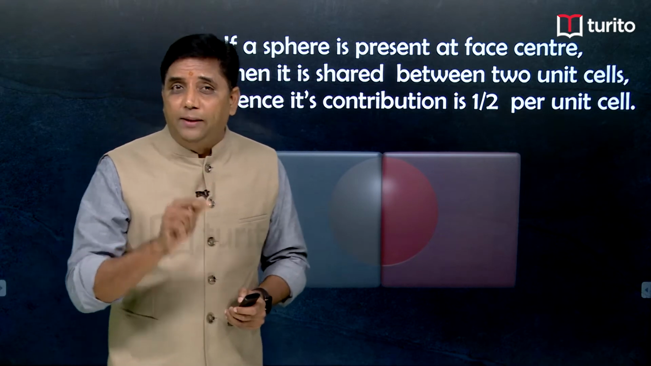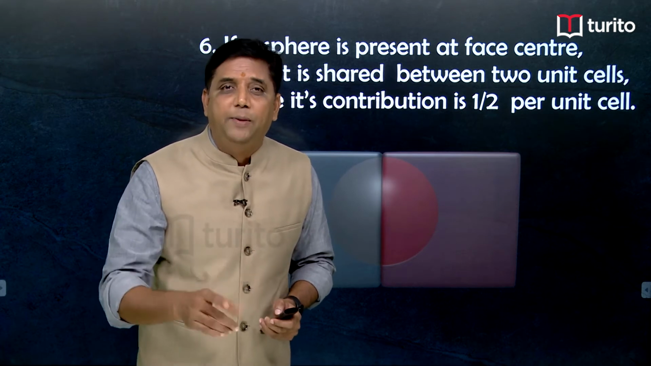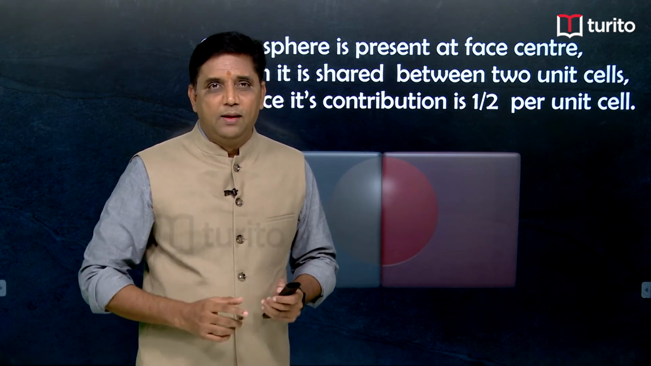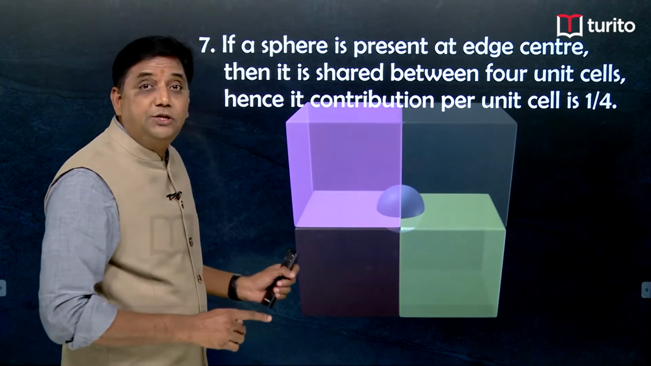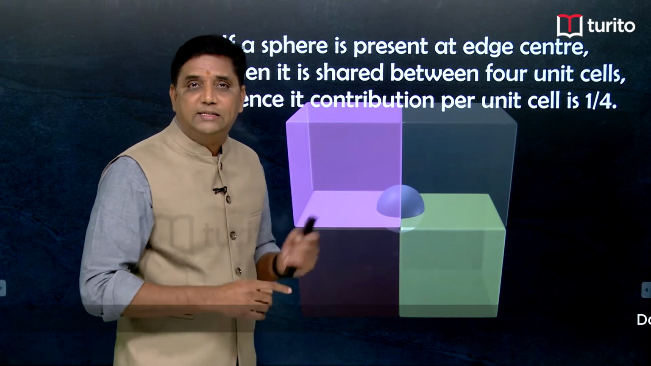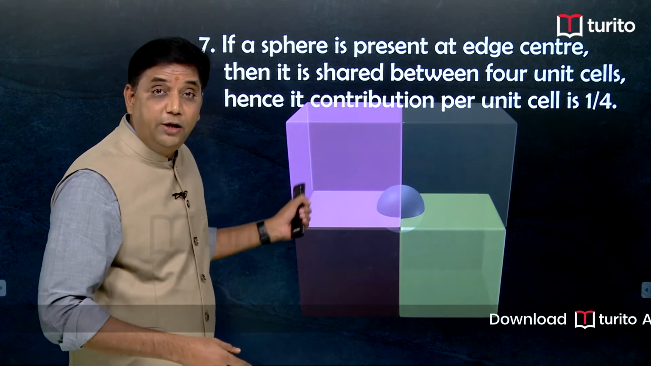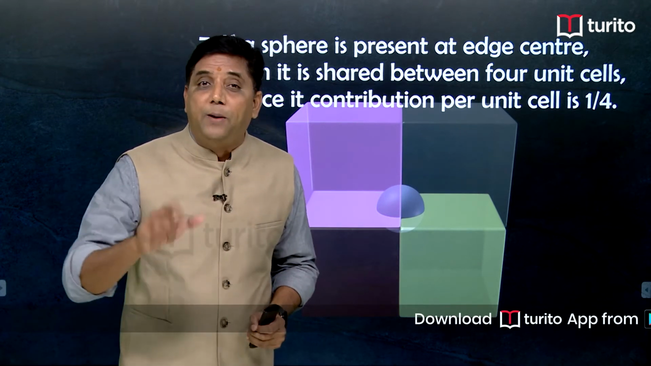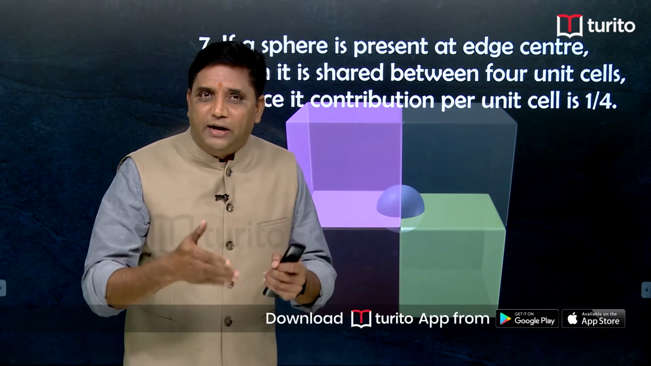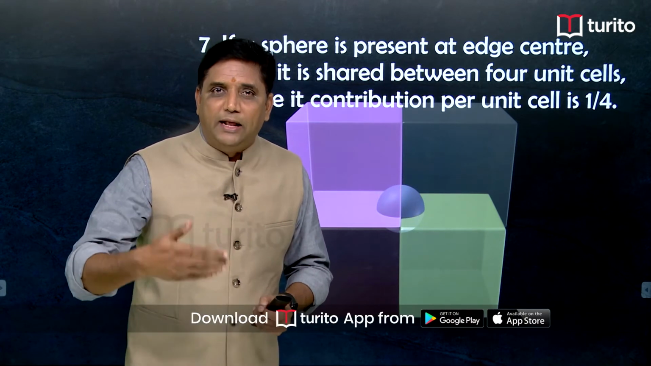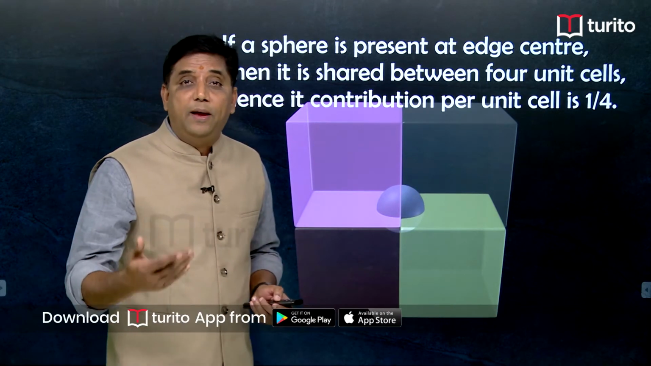Remember students, if the sphere is present at the face center, its contribution per unit cell would be 1 by 2. Suppose the sphere is present at the edge center, then that sphere will be shared between 4 cubical unit cells. That means effectively 1/4 of the sphere is present in each and every unit cell and its contribution per unit cell would be 1 by 4. You have to remember students, if it is present at the body center, 1; at the face center, 1 by 2; and at the edge center, 1 by 4.